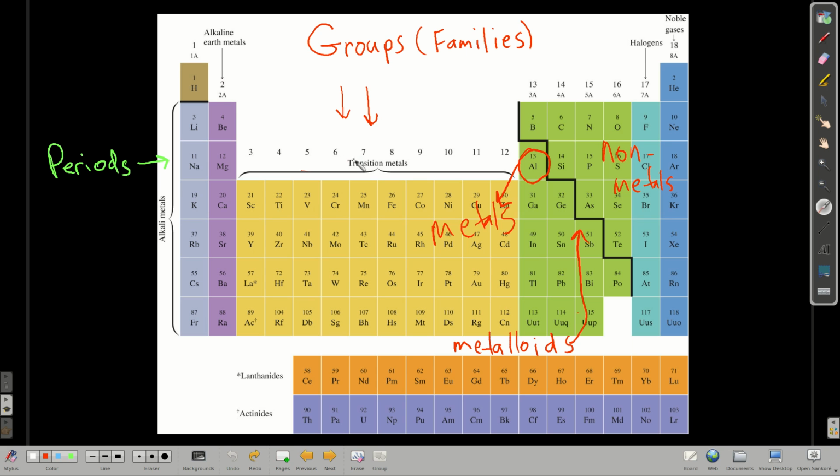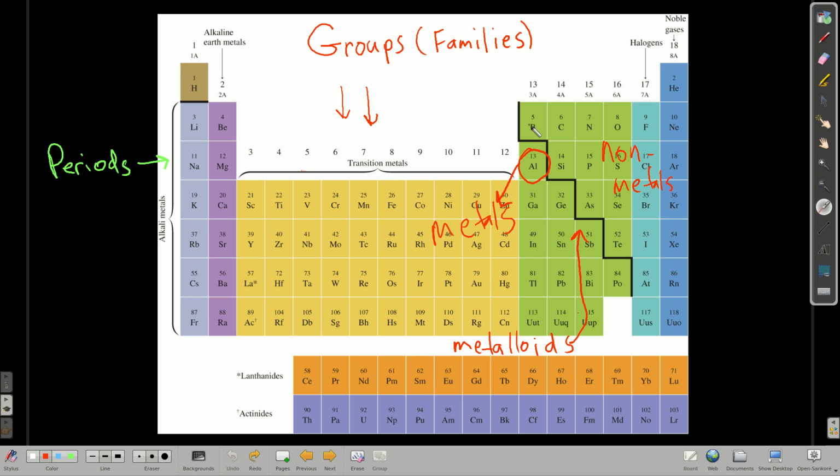Okay, so other ways of breaking up the elements in the periodic table. First, you see this staircase right here. Just remember it starts to the left of boron and then goes down, over, like that, just a staircase. In general, every element to the left of that is called a metal. Everything to the right is called a nonmetal. Metals to the left, nonmetals to the right.